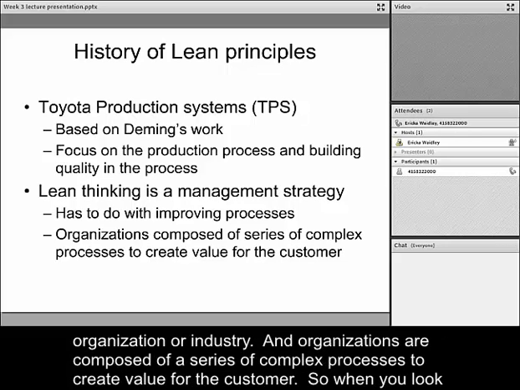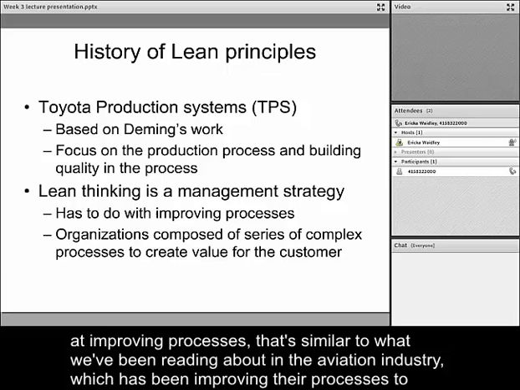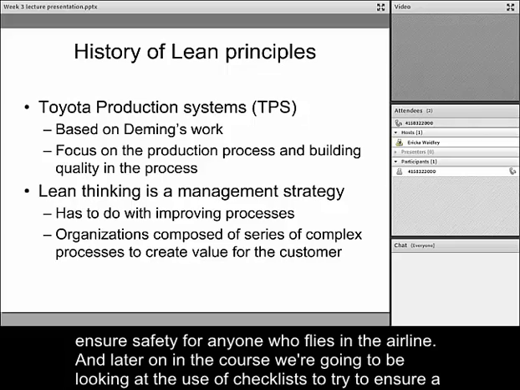Lean thinking is a management strategy which has to do with improving these processes in any organization or industry. And organizations are composed of a series of complex processes to create value for the customer. So when you look at improving processes, that's similar to what we've been reading about in the aviation industry, which has been improving their processes to assure safety for anyone who flies with the airline.